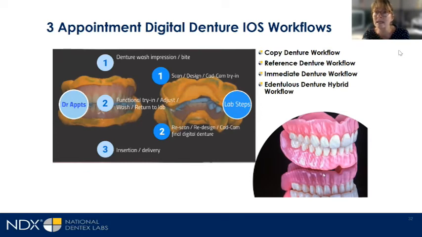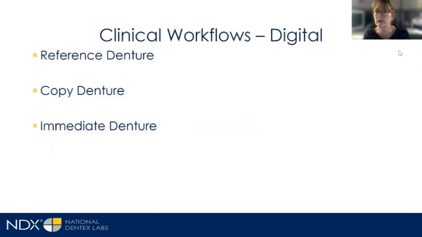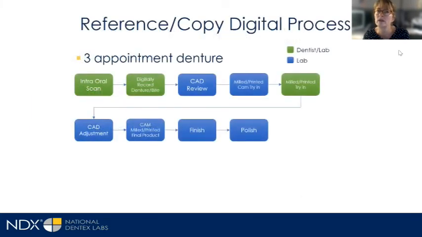So there are copy denture workflows, immediate denture workflows, there's hybrids, and there's reference denture workflows. And I would say I've had the greatest experience with the reference denture. With the reference denture, you're actually going to use the patient's existing prosthesis as a tray, if you will, and take an impression inside of their existing denture, scan that, have it in the patient's mouth, build up the bite to the vertical where you want it to be, and take the bite registration at that point.